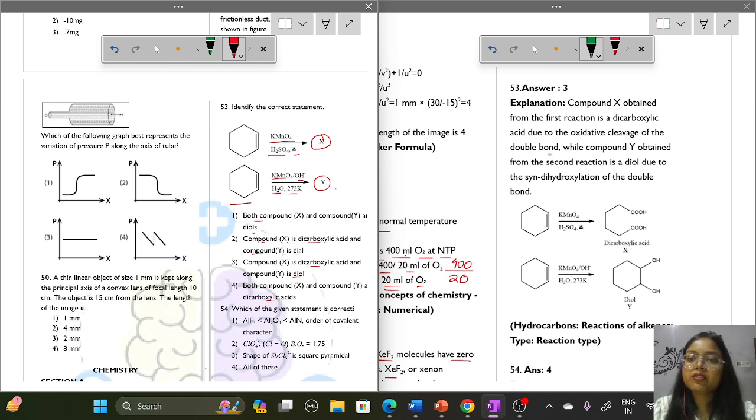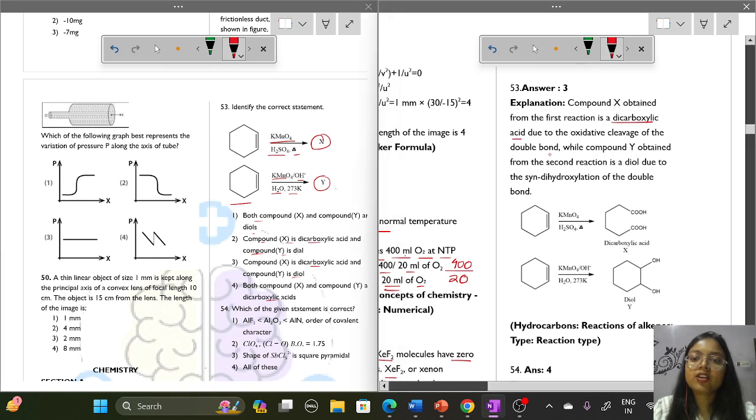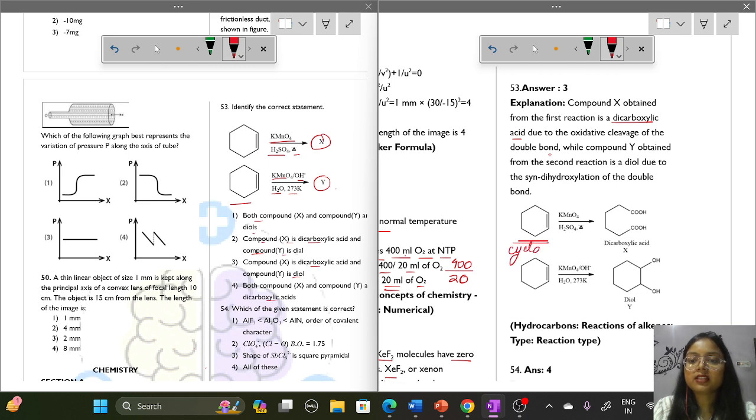Compound X obtained from the first reaction is a dicarboxylic acid. How is it a dicarboxylic acid? This is cyclohexene. Cyclohexene on reaction with KMnO4 will form a dicarboxylic acid. This is due to the oxidative cleavage of the double bond. This double bond is cleaved into half, and therefore this type of cleavage is known as oxidative cleavage. So on oxidative cleavage, this dicarboxylic acid is formed, and this is compound X.